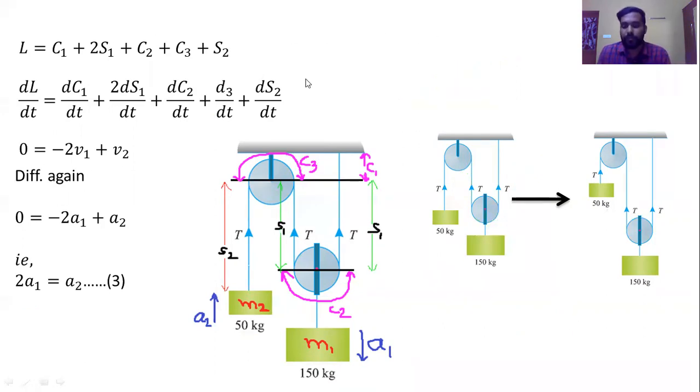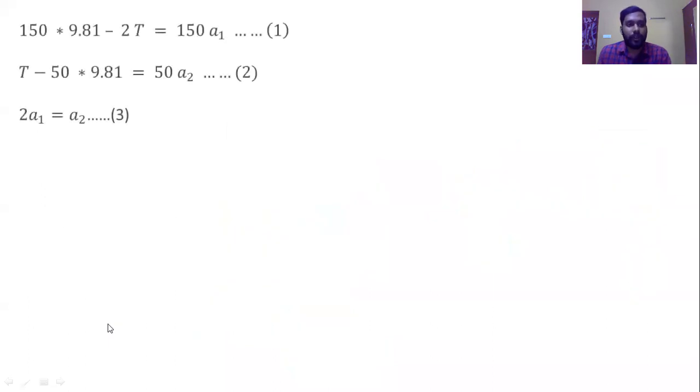Fine. So let us write the final equations. We have the first equation from the first free body diagram, and the second equation from the second free body diagram, and we have the acceleration equation. So we have 3 equations and 3 unknowns. We just need to solve the equations.